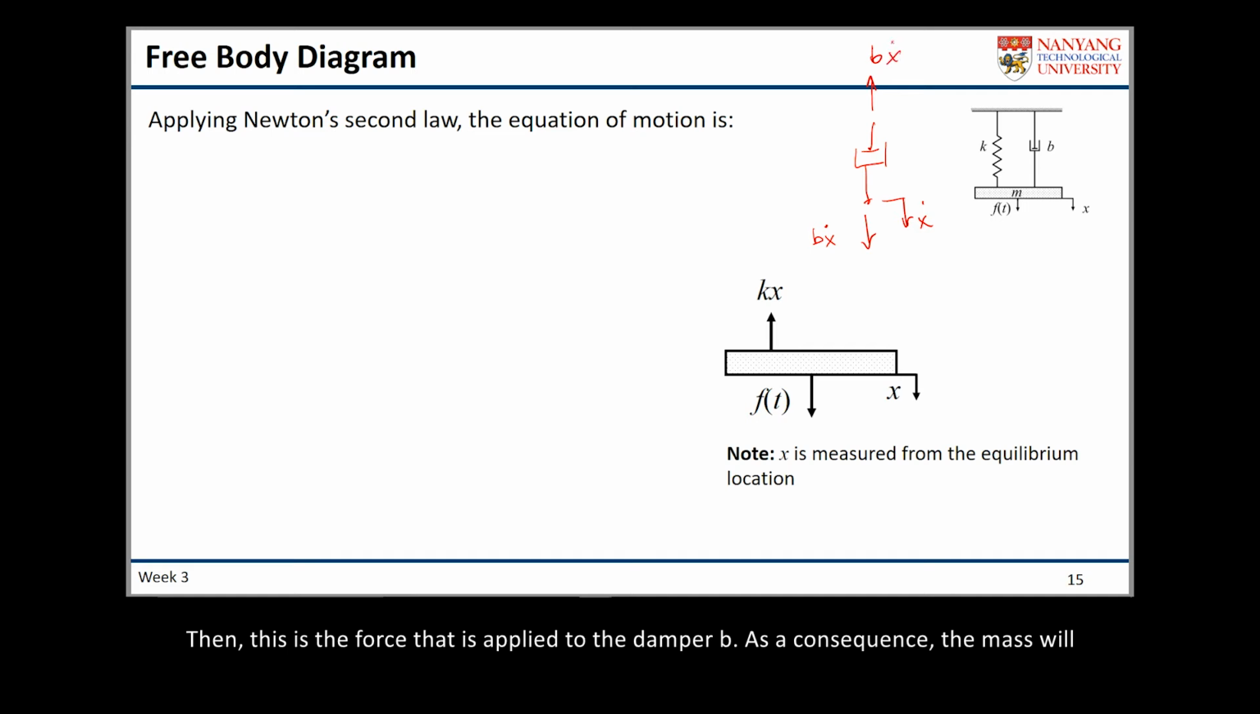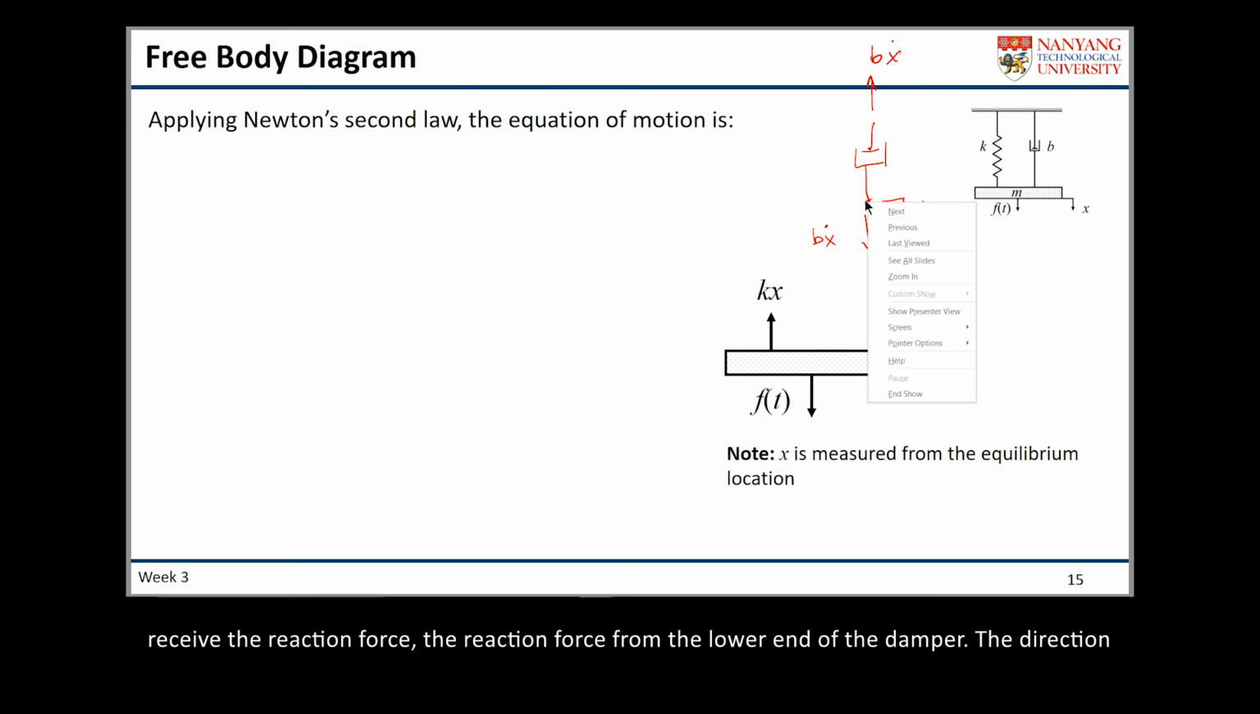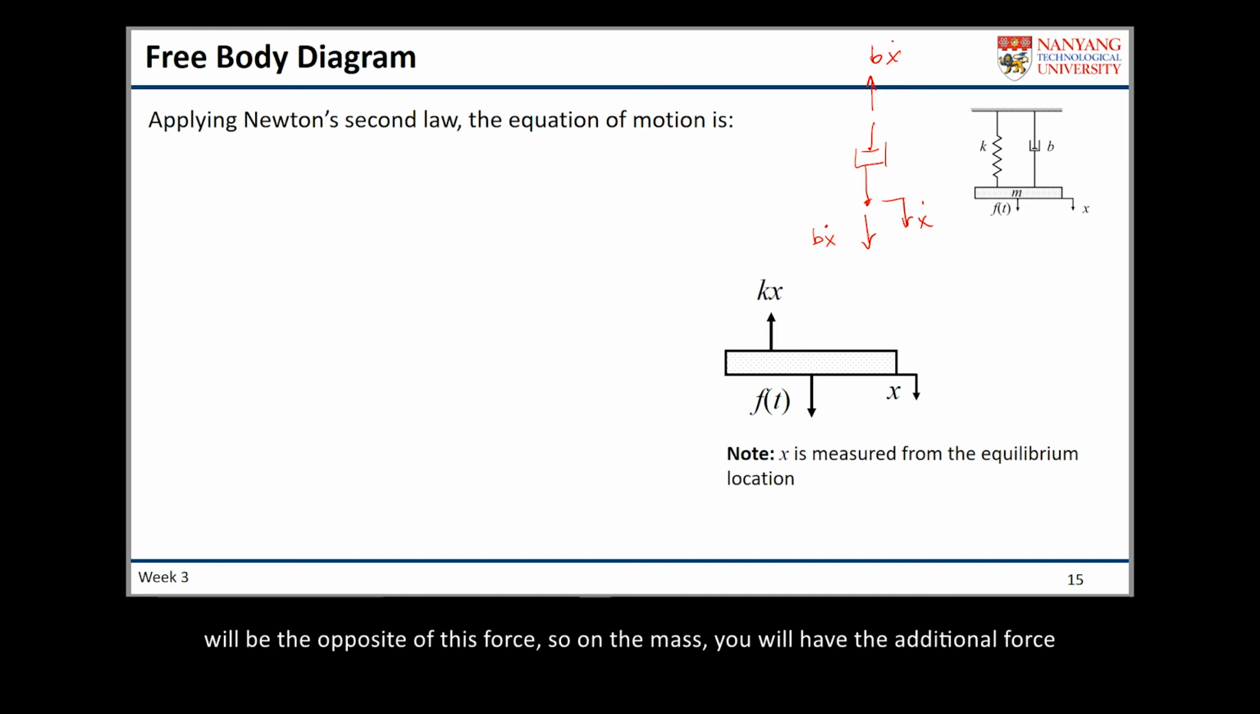But this is the force that is applied to the damper b. As a consequence, the mass will receive the reaction force from the lower end of the damper. The direction will be the opposite of this force. So on the mass, you will have an additional force in the upward direction, where the force is proportional to the rate of deformation x dot, which is equal to b times x dot.